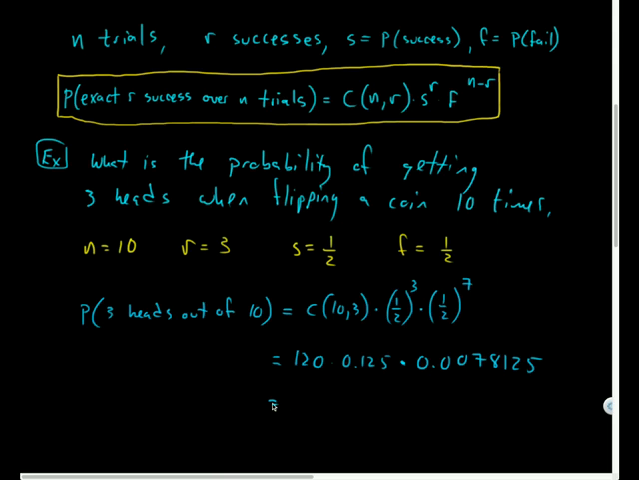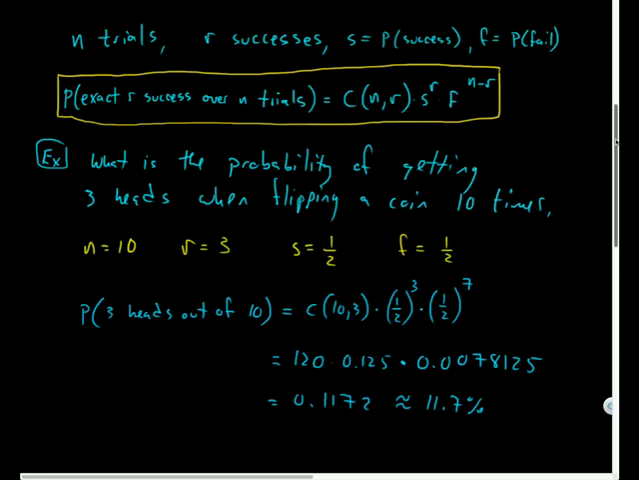I get a 0.1172 roughly. So I get about an 11.7% chance that I'll get exactly 3 heads out of 10 when flipping a coin 10 times. All right. So that's how we can use this formula to calculate these.